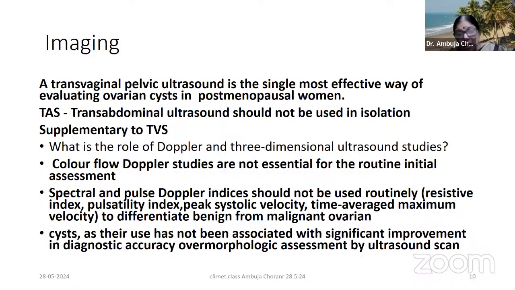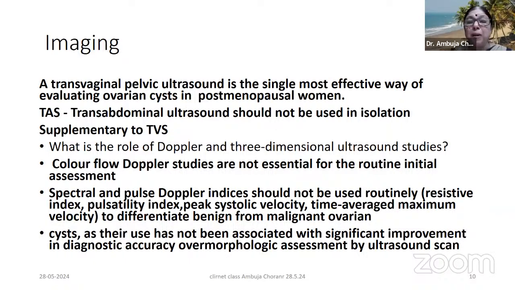Most of the times, before they come to us for examination, all these things are done. They will come with 10,000 reports with them. Is it essential? No. You just see what is the stand of doing the imaging. A transvaginal pelvic ultrasound is the single most effective way of evaluating ovarian cysts in postmenopausal women. Okay? Transabdominal ultrasound should not be used in isolation. It should be supplemented with the transvaginal ultrasound.